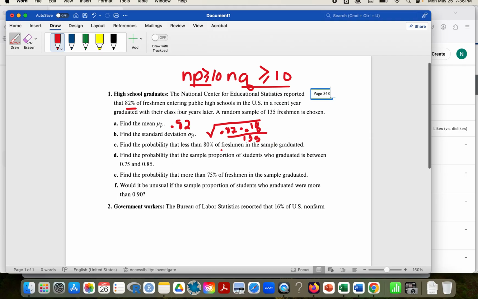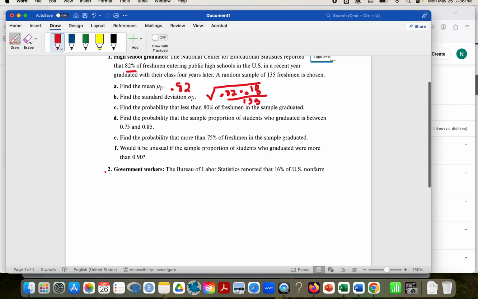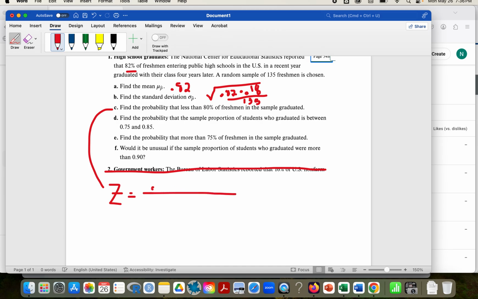Now, find the probability that less than 80% of the freshmen in the sample graduated. Okay, here is where, and I'm just going to cross this out, ignore this piece, because I did a cut from a book and posted it. So here's what we're going to have. We are actually getting a z-score, and our p hat is our proposed sample proportion, so that's going to be 0.80. Now our proportion that we got for our population was 0.82, and then we have this square root of 0.82 times 0.18 divided by the 135.